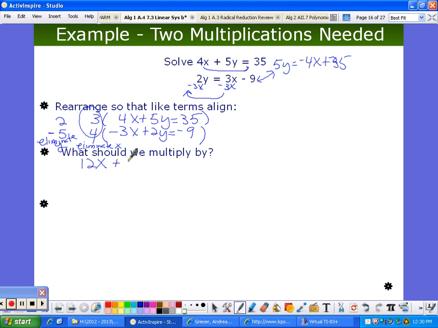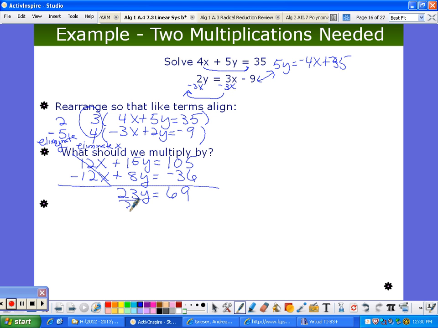12x plus 15y, 35 times 3. The bottom one multiplying through by the 4. 4 times 8y. Check for my errors here. Sometimes I make a lot of mistakes. I got my opposite, so I can just add. Eliminates. 23y equals 50 minus 7. Not that one. Divide both sides by 23.